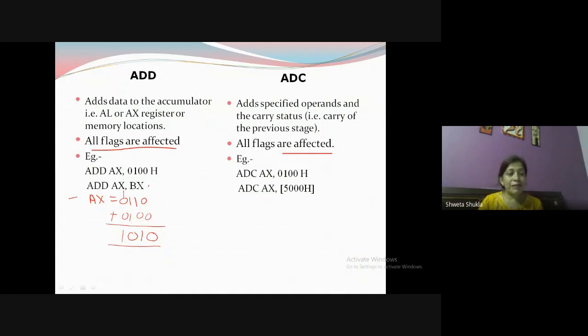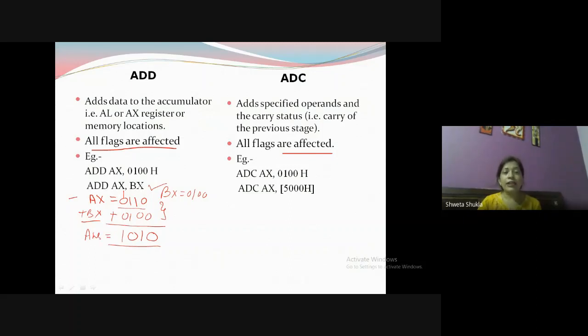Now, if the instruction is given like ADD AX, BX, let us suppose the value of the AX register is 0110 and BX is again 0100. So you have to add these two, that means AX plus BX, and you will add it like this and you will get the answer like this.